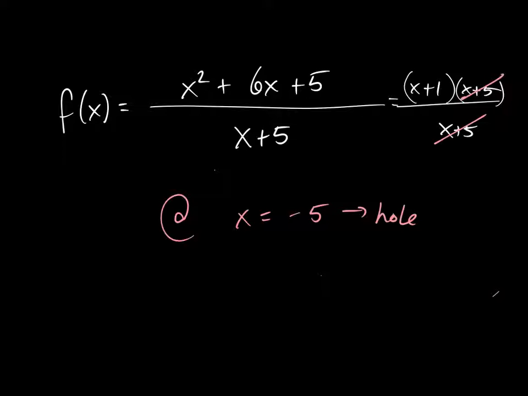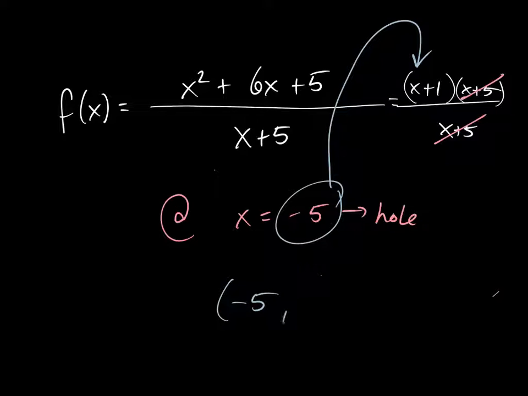How do I find the height of the hole? Kate, what do I do? Plug -5 into the one remaining x. Very good. Evaluate the simplified function, which is really just x plus 1, with -5. So -5 plus 1 is -4. So the hole is here.